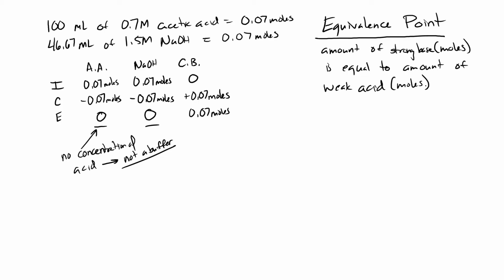So when we have an equal number of moles of strong base as we do weak acid, then we've reached the equivalence point. At the equivalence point, we must use Kb to find the pH, right? So we really haven't used Kb very much up until this point, and now we get our chance.